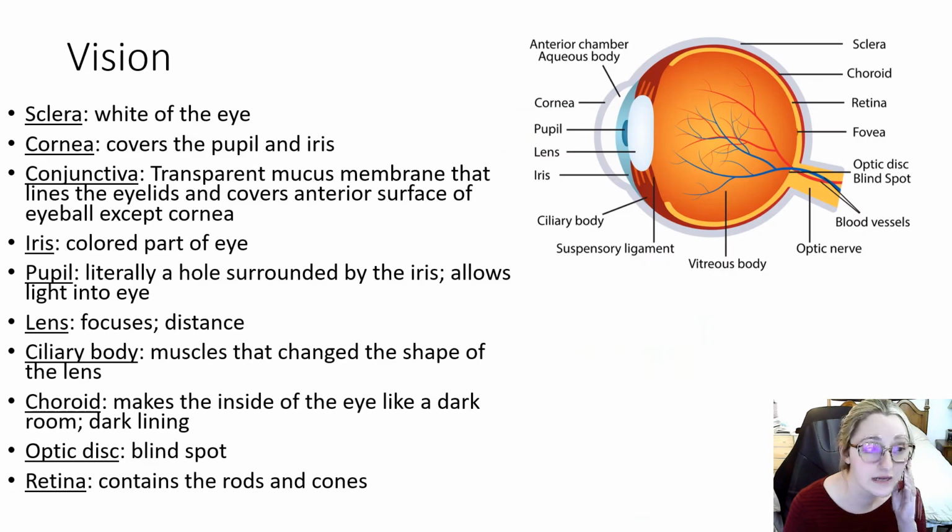Last but not least, we have our sense of vision. Let's go over a few of the anatomical structures and the physiology of those structures. First, we have the sclera. This is going to be the white of the eye. So anywhere where you see white, that is the sclera. You have the cornea, which is going to be this projected portion at the front of the eye. So if you look at an eye from the side, you're going to see this sticking out. The conjunctiva is going to be a transparent mucous membrane that's going to cover all of the eye and eyelids minus the cornea.